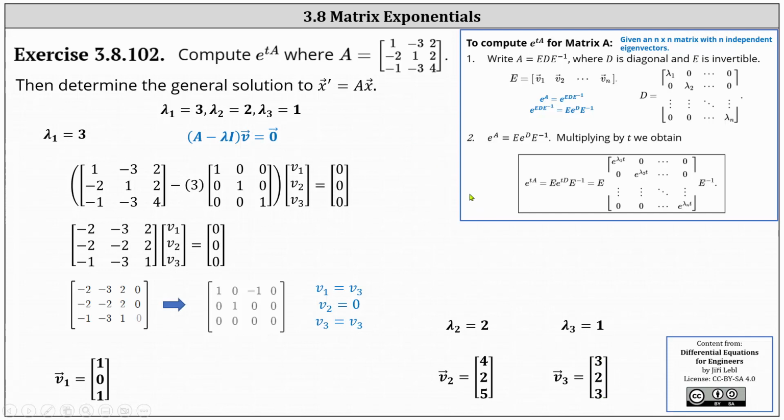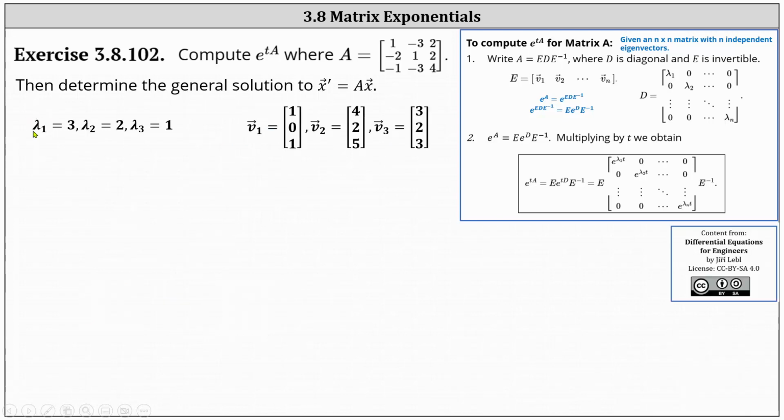Because matrix A is a 3 by 3 matrix, and we have 3 linearly independent eigenvectors, to find the matrix exponential, we follow the procedure above, where step 1 we write matrix A in the form of E D E inverse, where D is the diagonal matrix with the eigenvalues along the main diagonal, and E is the matrix formed using the eigenvectors as the columns. Let's go ahead and set up step 1 using the eigenvalues and corresponding eigenvectors.